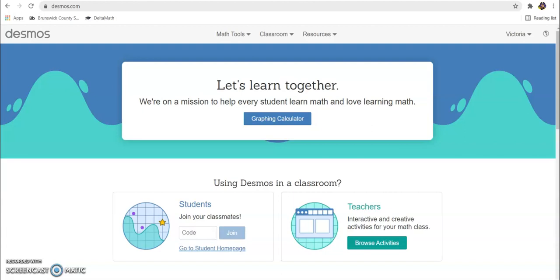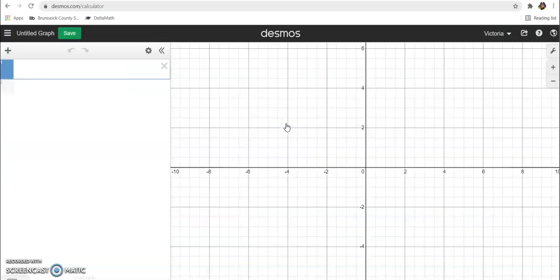So how you want to do it is you will open up Desmos on your computer. Just go to desmos.com and click on the graphing calculator. And over here allows you to type in different functions. So I've got a couple of examples. Like I said, if you want to write these down, you can, or you can just watch and see how this works. It is very, very easy.